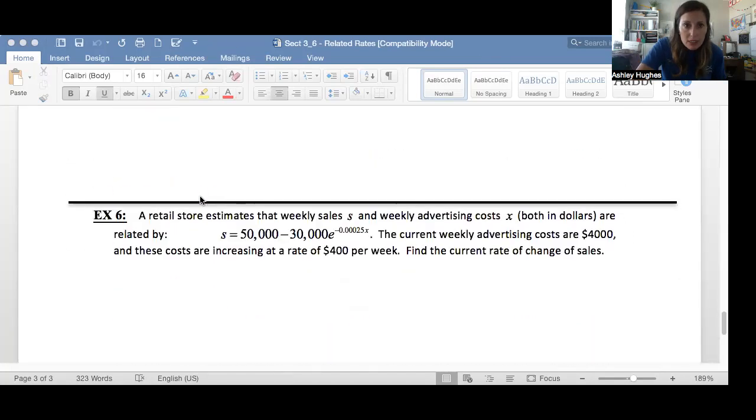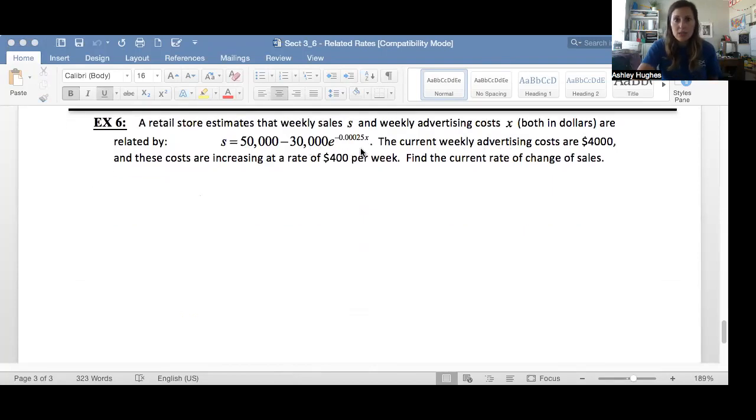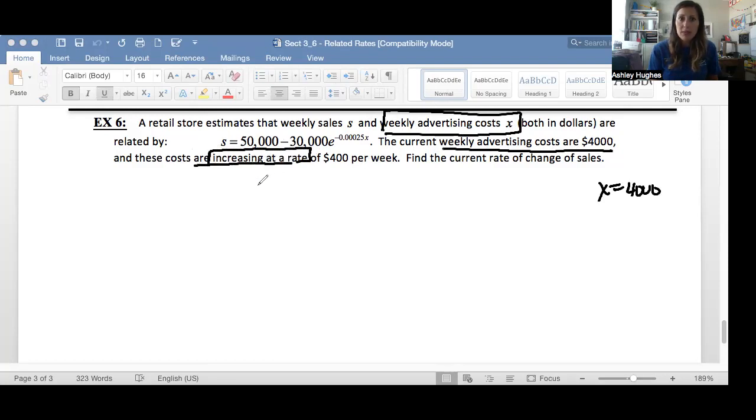And then lastly, a retail store estimates this is the sales. The current weekly advertising costs are $4,000, and these costs are increasing at a rate. Okay, so we've got to look at what they're talking about. It says x is defined, this is advertising cost is x. Weekly advertising costs are $4,000, so x equals 4,000. And are increasing at a rate. That means dx/dt, and this was defined as x. So dx/dt is $400 per week.